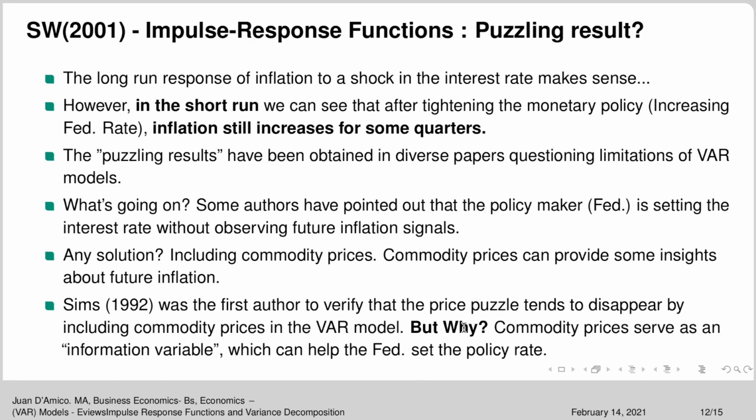But why? Well, like I just mentioned, commodity prices serve as an information variable which can help the Fed set the policy rate. So they are including it in the VAR model as an information variable. It's going to provide some signals about future expectations. So this is something you may want to consider if you're setting up a VAR model. You may be interested in incorporating commodity prices if you see that you have puzzling results.